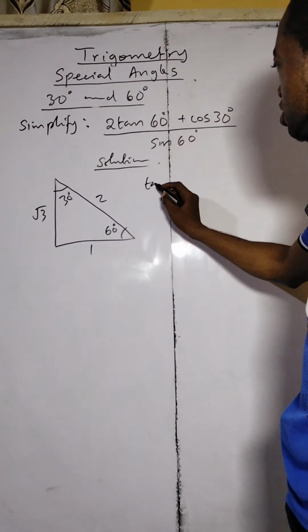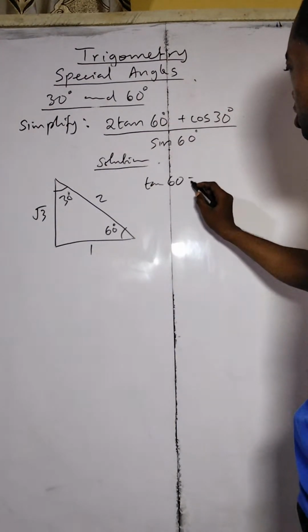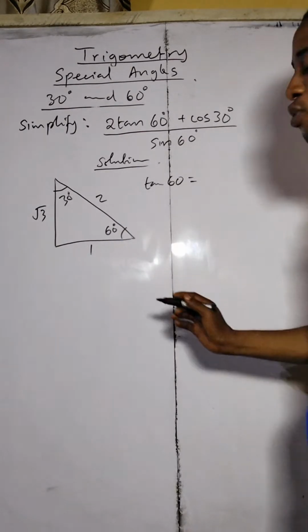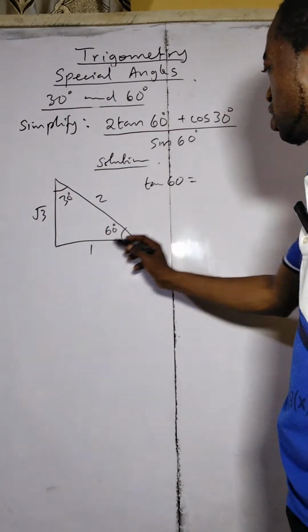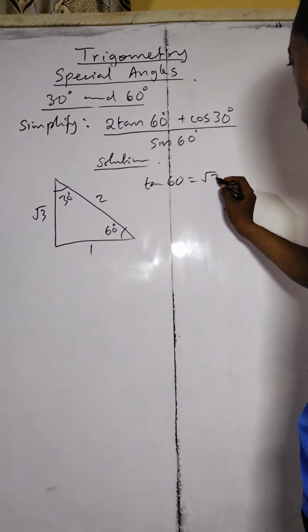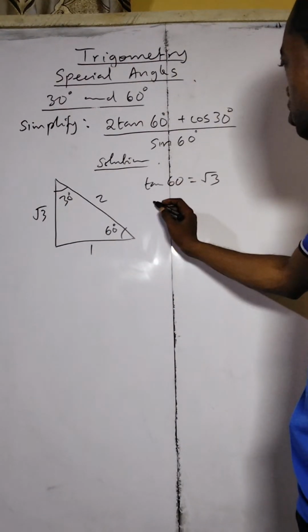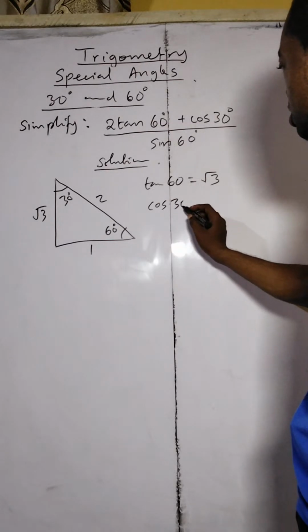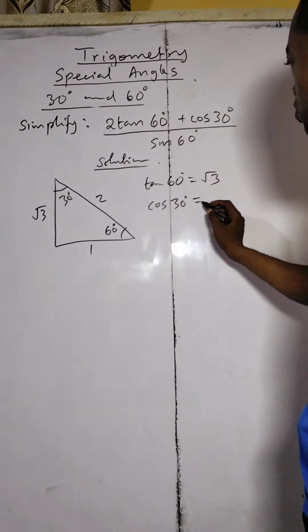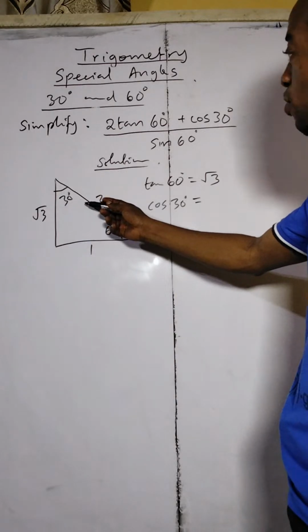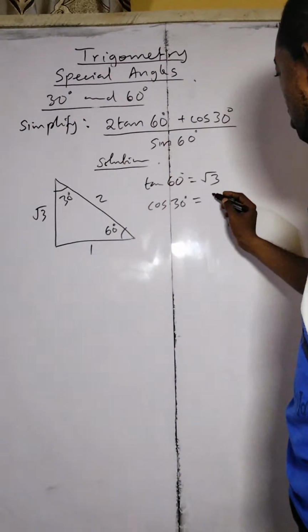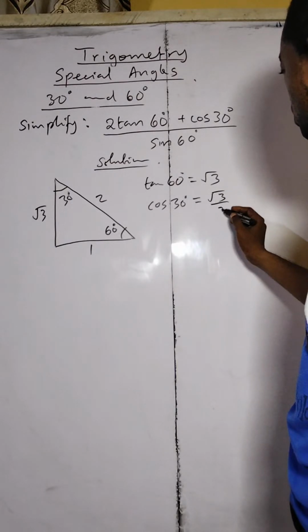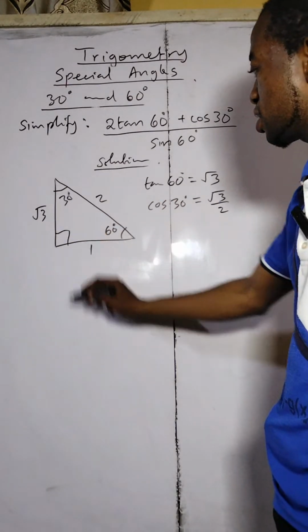We need tan 60, and tan 60 is opposite over adjacent, that's root 3 over 1, that's root 3. We also need cos 30 degrees. Cos is adjacent over hypotenuse, and the adjacent of 30 is root 3, so that's root 3 over 2. Hypotenuse is 2 because it's opposite the 90 degrees.